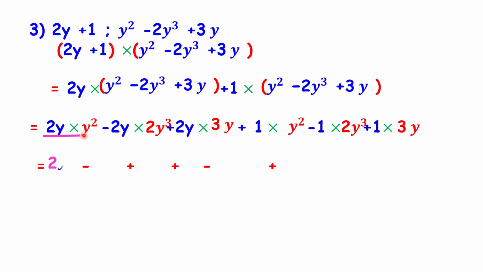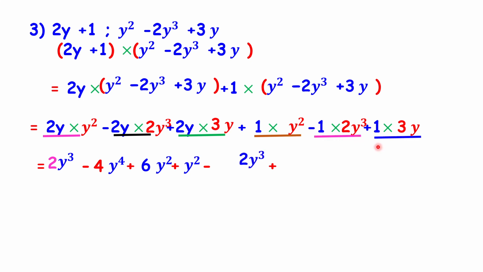Therefore 2y cube. Now to take multiplication of their coefficient, 2 2s are 4. Y into y raised to 3. That means we take addition of their indices. 3 plus nothing means 1. 3 plus 1 means 4. That means y raised to 4. Take multiplication of their coefficient. 2 3s are 6. Y into y, y square. If you multiply by 1, there is no change in the term. Therefore y square minus 2y cube and plus 3 ones are 3y.